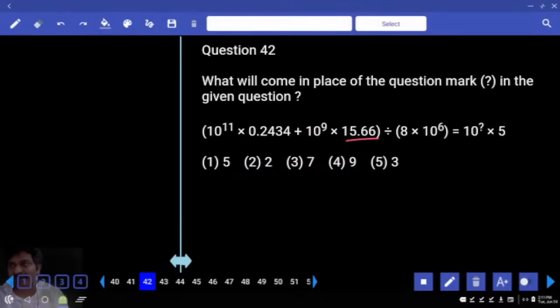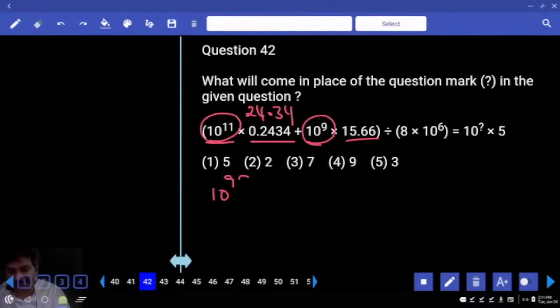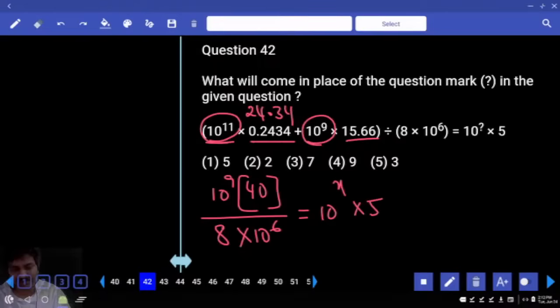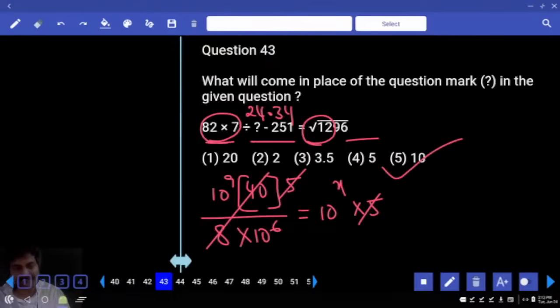There are 2 digits after the decimal, so here also I want 2 digits after the decimal. I'll write this as 10 power 9 into 24.34. Is that okay? 10 power 9 is here, 10 power 9 is here, taken common. 24.34, 15.66, 40. 8 into 10 power 6 is equal to 10 power x into 5. 5 cancels. 10 power 9 by 10 power 6 is 10 cube. X is 3.